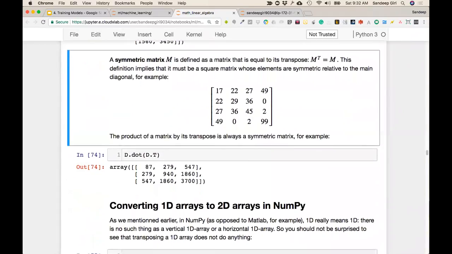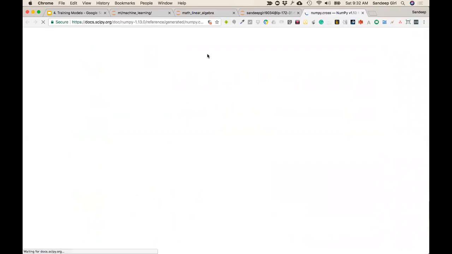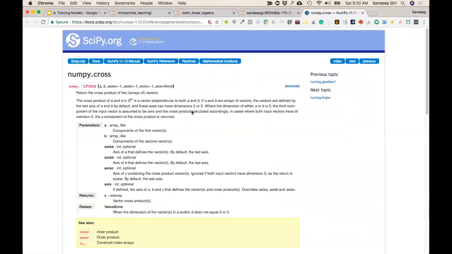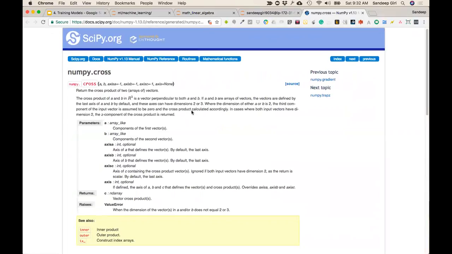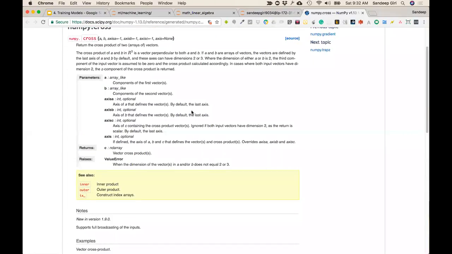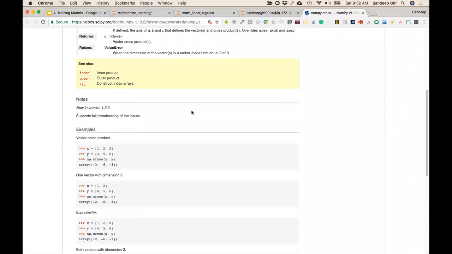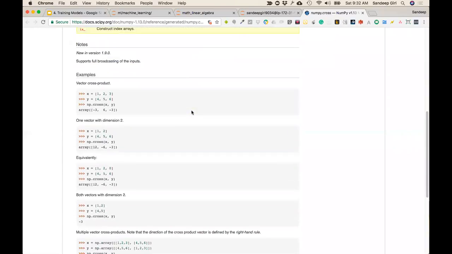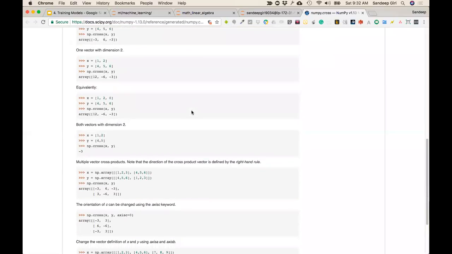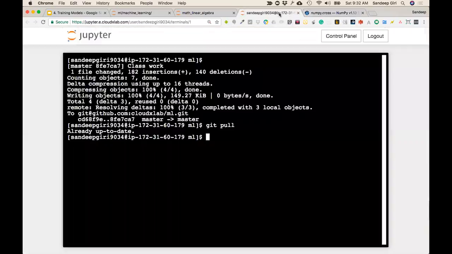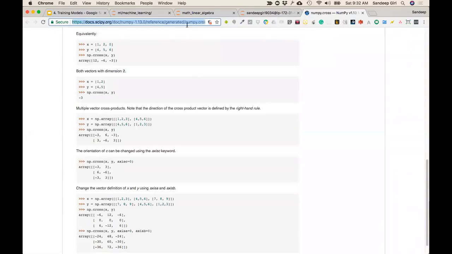So what does that say, Gopi? The numpy dot cross, what does it do? We'll talk about it as we go ahead, maybe at a later point of time. I'm keeping it as a note.